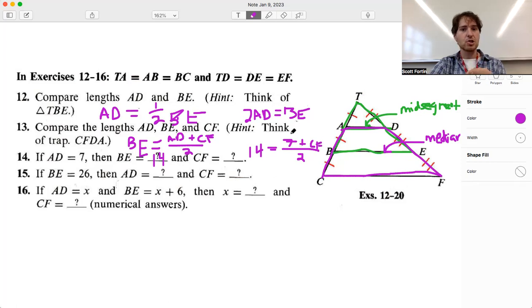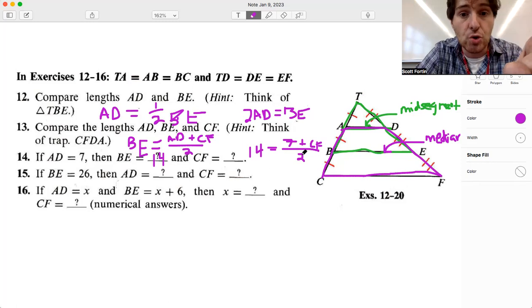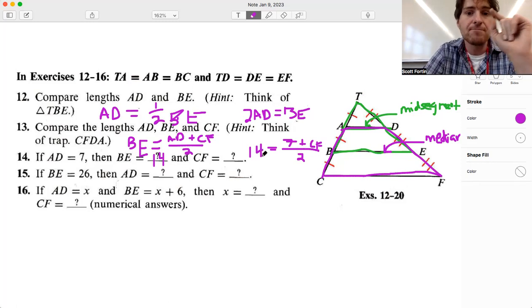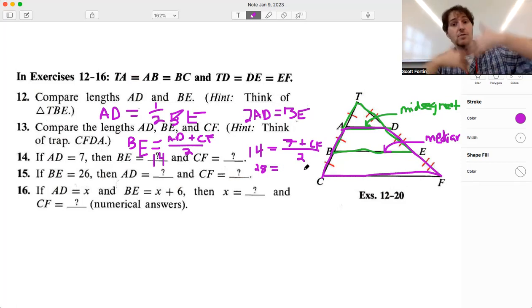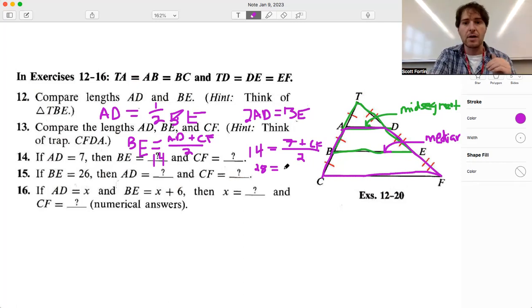So when I have it in this situation, what I could do is multiply both sides by 2. Check it out. 14 times 2 is 28. 7 plus CF divided by 2: well, the opposite of dividing by 2 is multiplying by 2, so dividing by 2 and multiplying by 2 cancel each other out. Whenever this happens, you can just drop the 2 because you doubled this side. I'm doubling this side by getting rid of the dividing by 2. Hopefully that makes sense. And my answer here is 21.